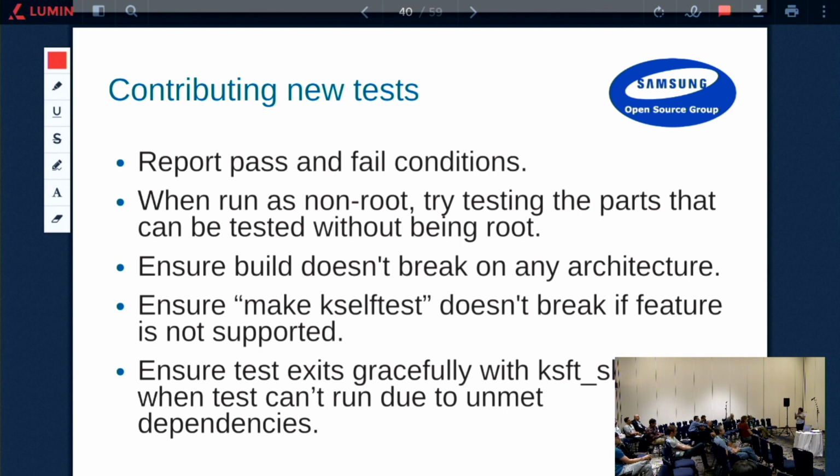I look for these. Are you reporting pass and fail conditions? And then if the test, even part of the test, so this is what I recommend. You have a test. A couple of features that you're testing require privileges, but the rest of them can be tested without. So I would like to see only that part skipped. Run as many tests as possible until you need root access. That requires some conscious thinking when we are writing tests. So I want to build not breaking on any architecture.